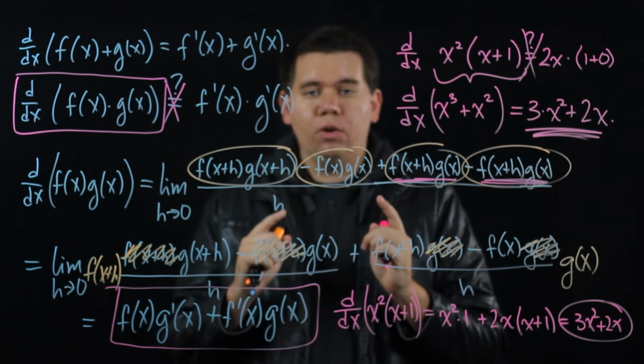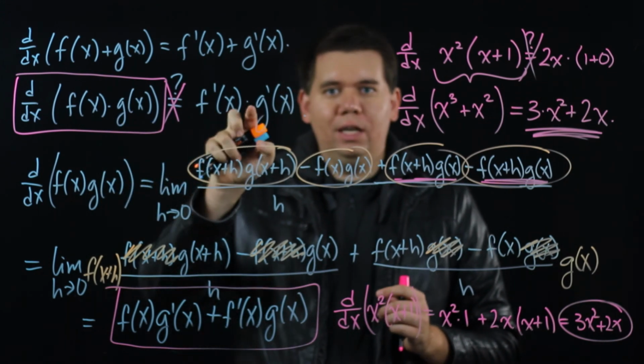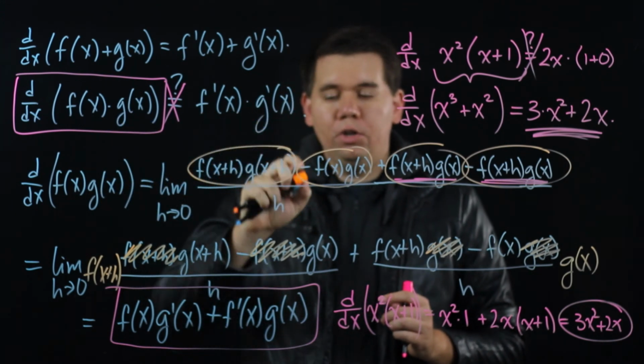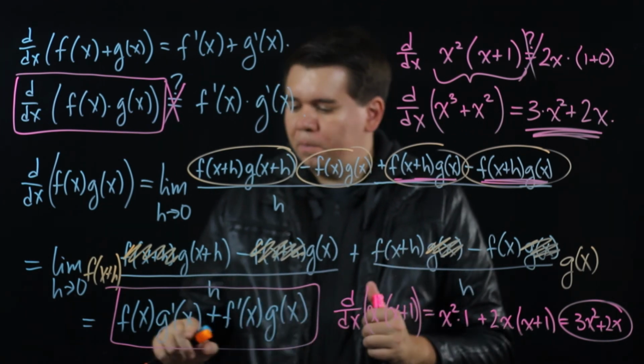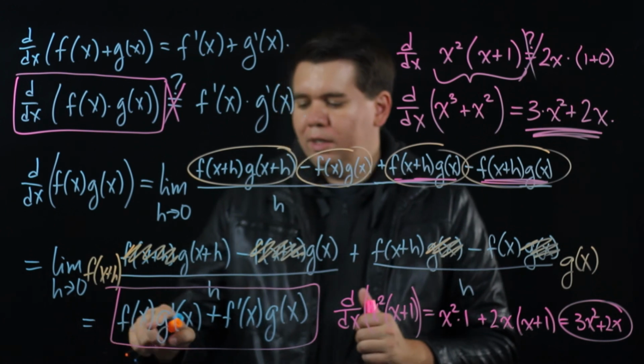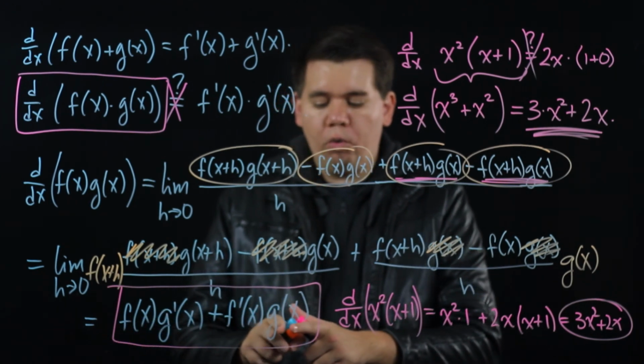So the correct way to take the derivative of a product is not just the derivative of the first function times the derivative of the second. No, you have this more complicated process. I'll call this the product rule, where you hold the first, take the derivative of the second, plus take the derivative of the first, hold the second.